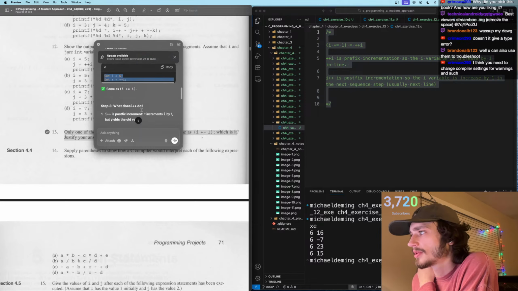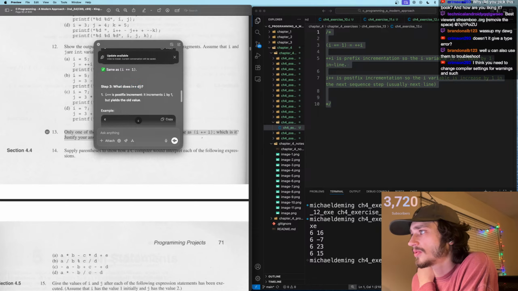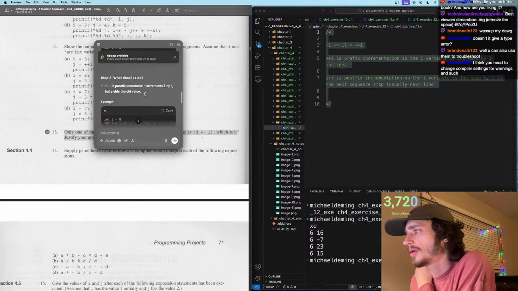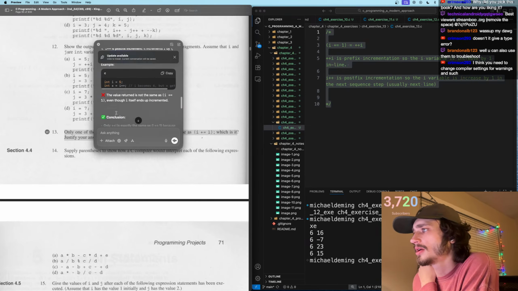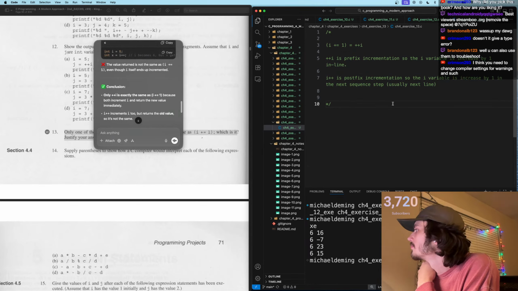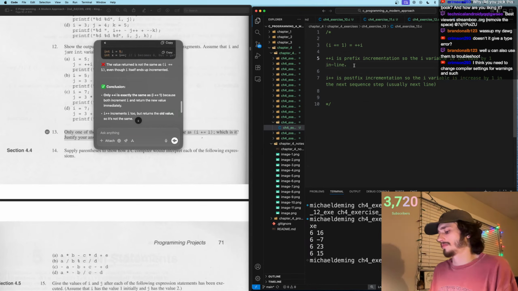What does I++ do? I++ is postfix increment. It increments I by 1 but yields the old value. Conclusion, only ++I is exactly the same as I += 1 because both increment I and return the new value immediately. This is the correct answer.